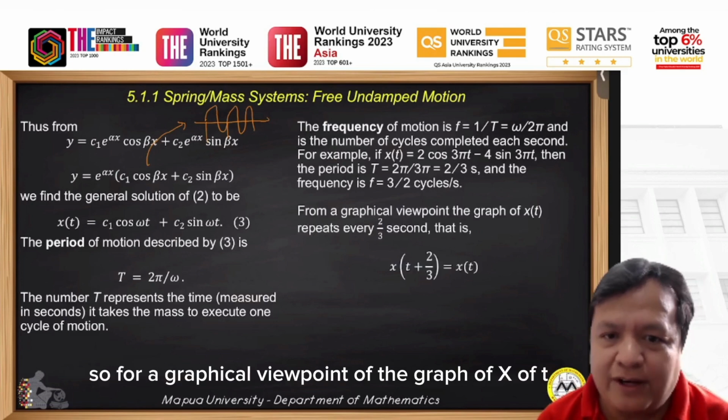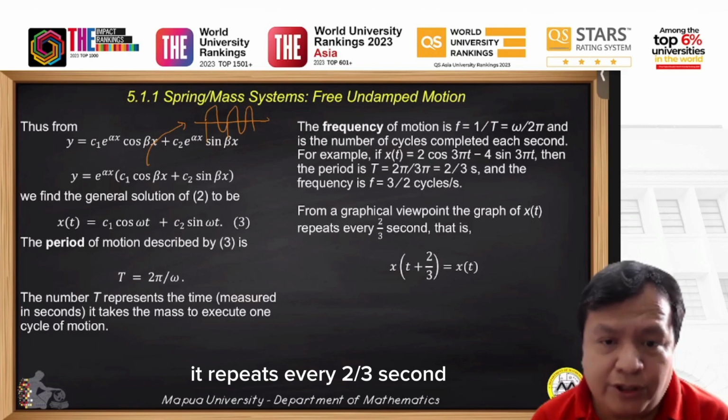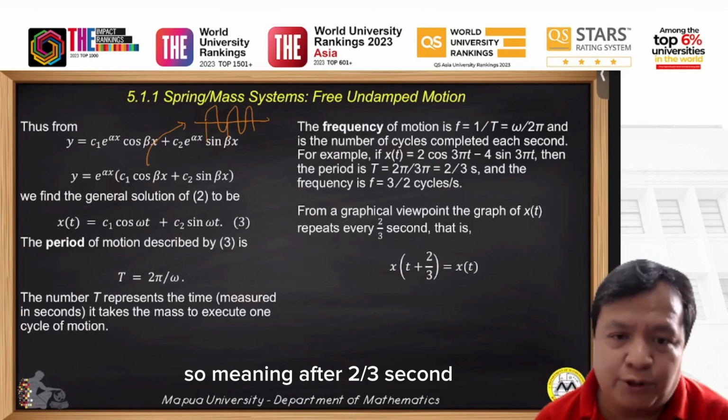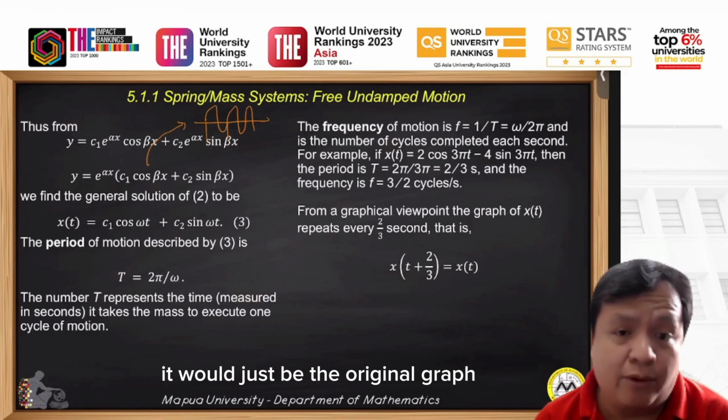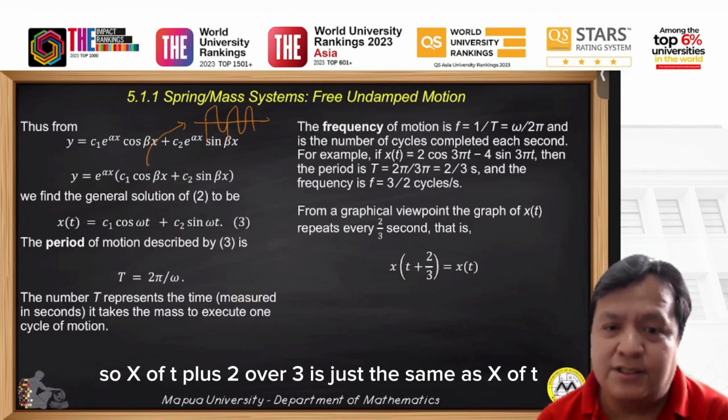So from a graphical viewpoint, the graph of x of t repeats every 2/3 second. Meaning after 2/3 second, it would just be the original graph. So x of t plus 2 over 3 is just the same as x of t.